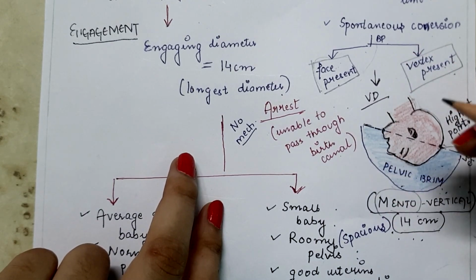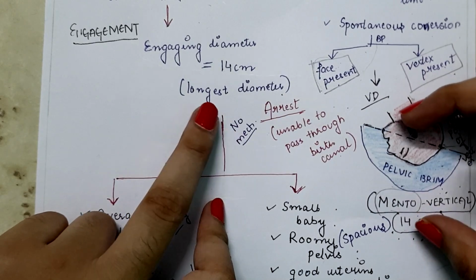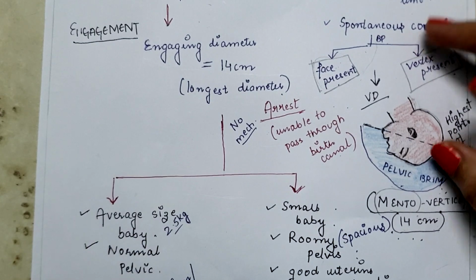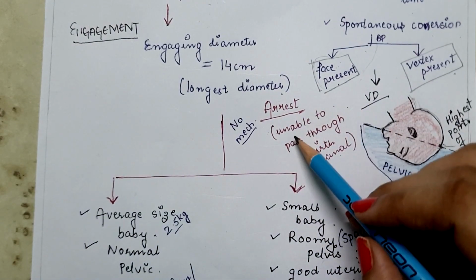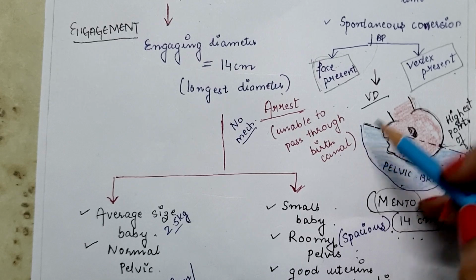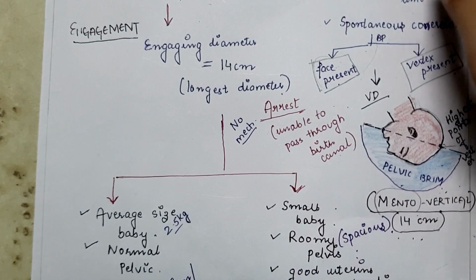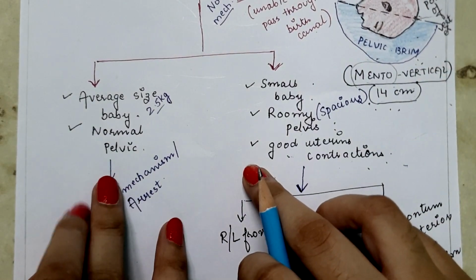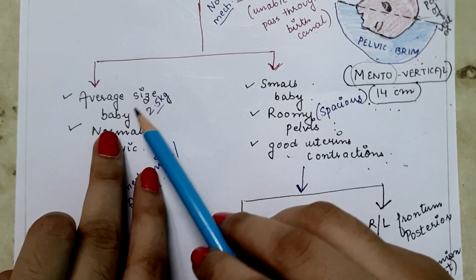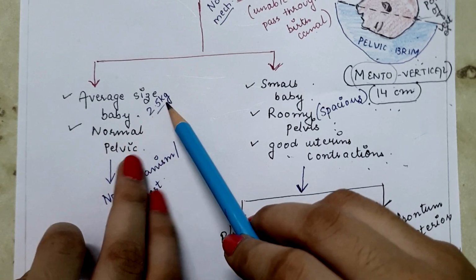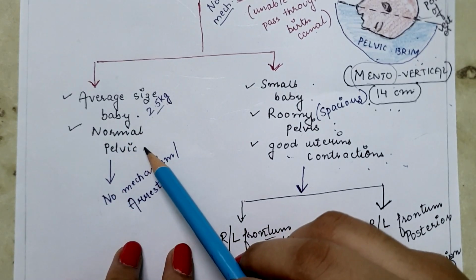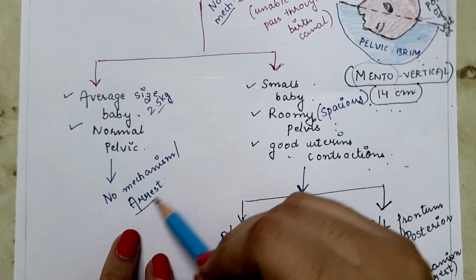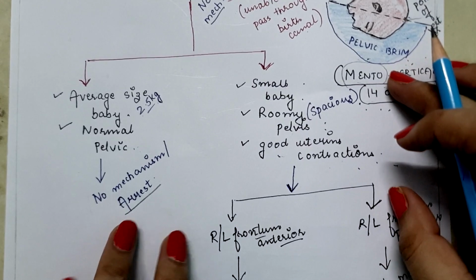But in this case, this is the longest diameter, so it is very difficult to pass through the birth canal. So arrest occurs, unable to pass through the birth canal because of this longest engaging diameter. Next, there are two possibilities in this case. If the baby's average size, that is 2.5 kg weight, and the pelvis is normal, that is gynecoid pelvis, there is no mechanism. The arrest will occur because of the longest engaging diameter in this case.